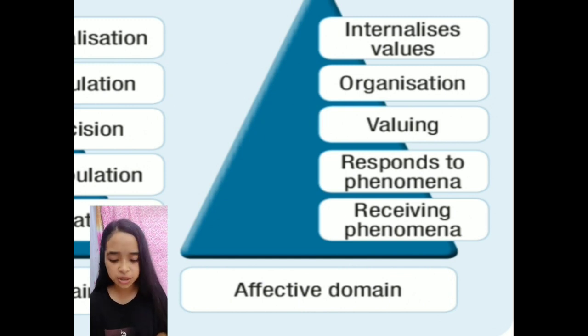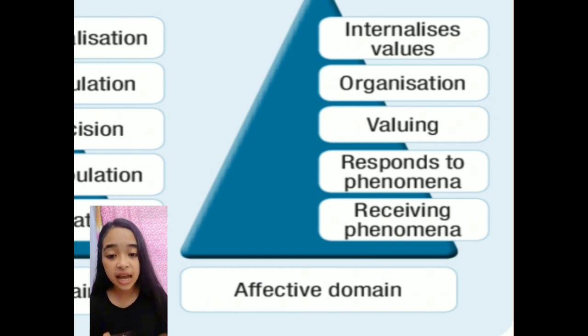So next is the organization. The students can put together different values, information, and ideas and accommodate them within his or her own schema, such as comparing, relating, elaborating on what he has learned. So example, prioritize other people.